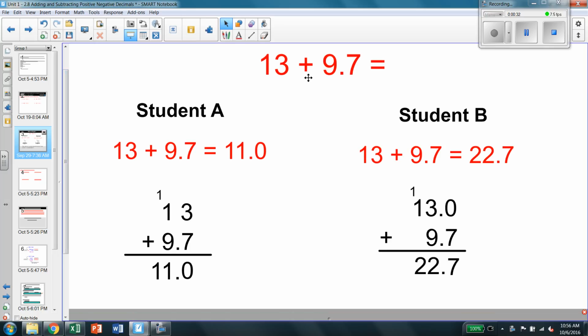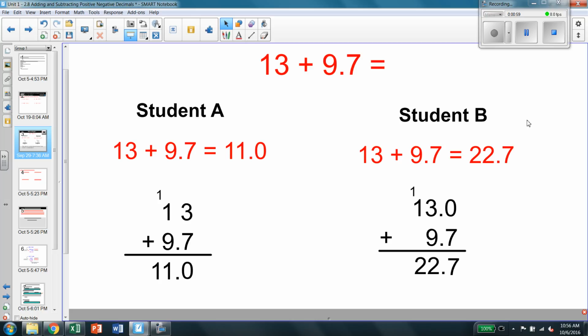Here's a question, 13 plus 9.7. Student A solved it this way. Student B solved it this way. Who do you think did it correctly, and why do you think that's the case? That was the discussion we posed in class, and there were some really good responses and some good thinking that was going on and good authentic discussions.